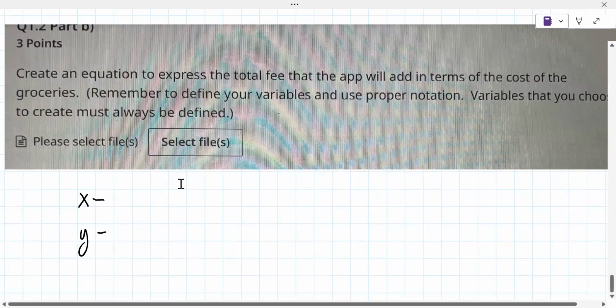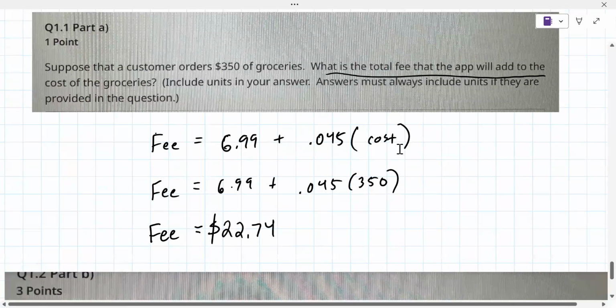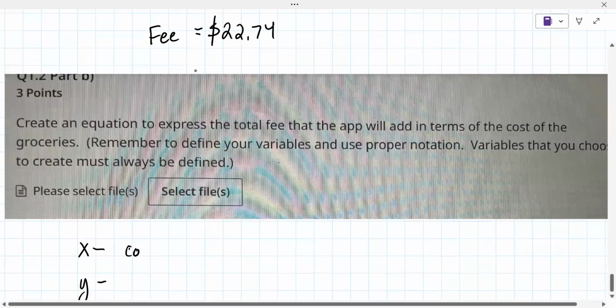Now x is the input. What is the input in this case? The cost of the groceries. You have to be more specific. So it's the cost of the groceries, because the other cost is the fee, like the app fee.